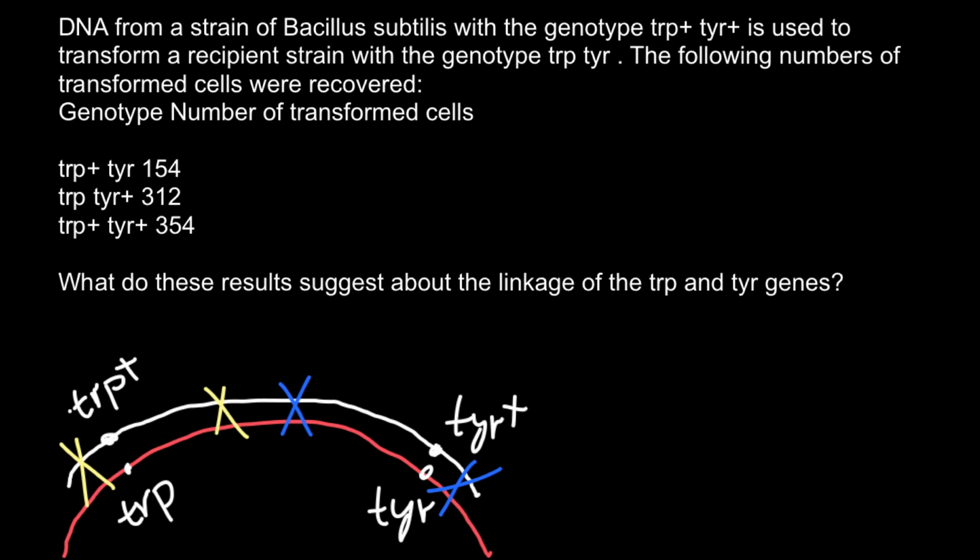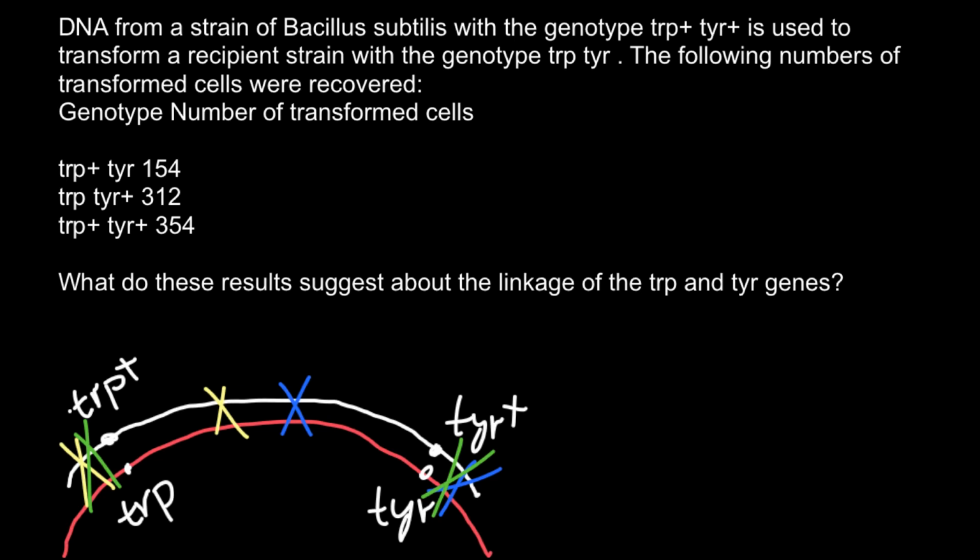What else might happen? We may have a situation when, for example, one crossing over would happen here and another crossing over would happen here. In this case, both tryptophan and tyrosine would be integrated into the genome of the bacteria, and we would have tryptophan positive here and tyrosine positive here.